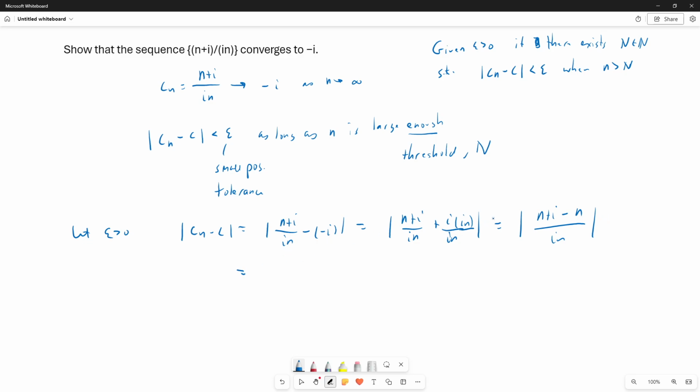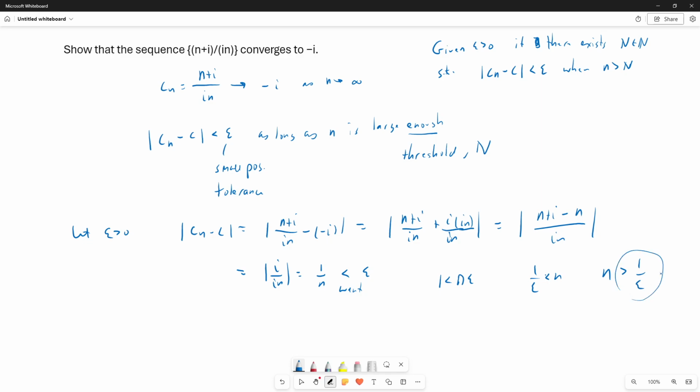And this is i over in, which is just, the i's cancel, it's 1 over n, a real number. The modulus of 1 over n is 1 over n. So we want 1 over n to be less than epsilon. We solve this inequality for n: multiply both sides by n, and then divide both sides by epsilon. 1 over epsilon is less than n, or in other words, n has to be bigger than 1 over epsilon.